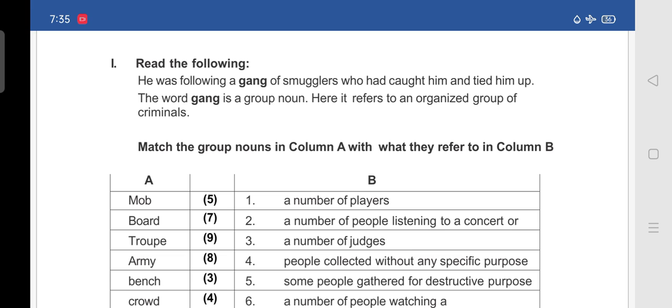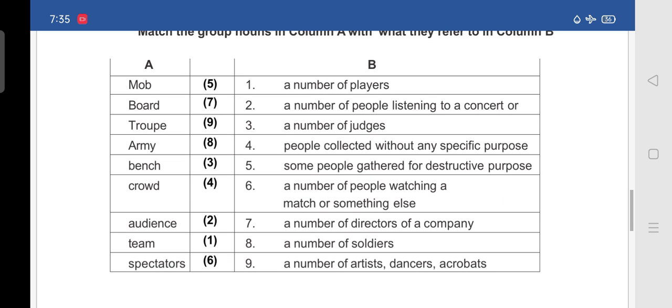See here, match the group nouns in column A with what they refer to in column B. So here in a table they have given two columns, one is A and one is B. They are asking us to match column A with column B with group nouns. I have already done it for you. You write it in the textbook space provided. Okay. See the first, mob. Mob means some people gathering for destructive purpose. Mob means 5. You have to write 5.